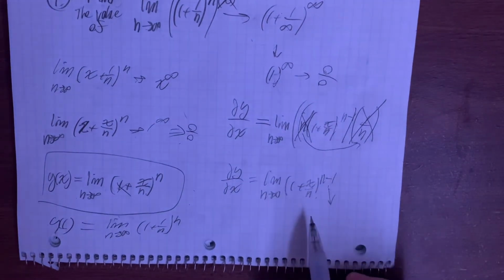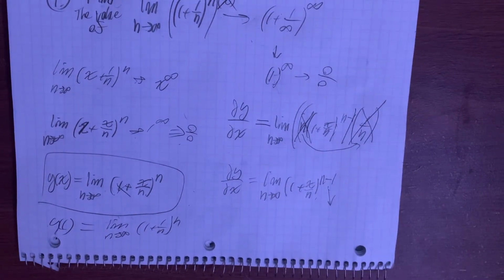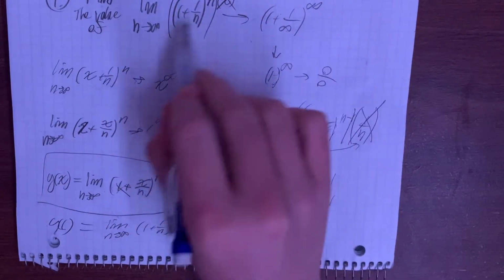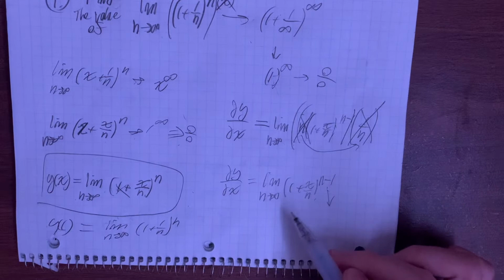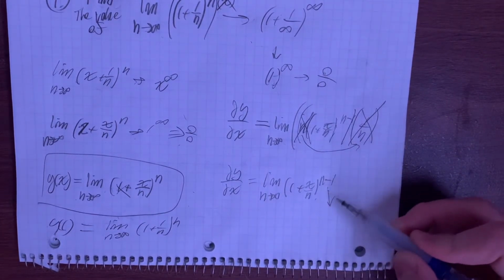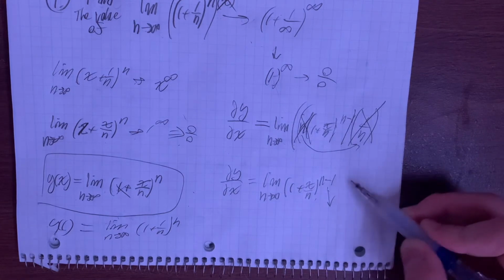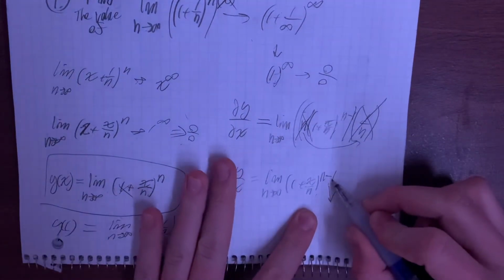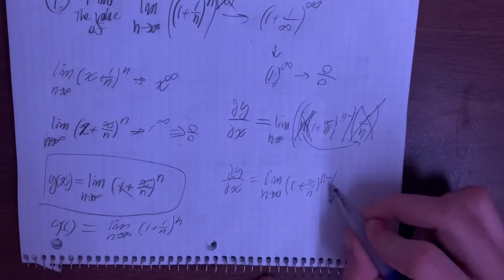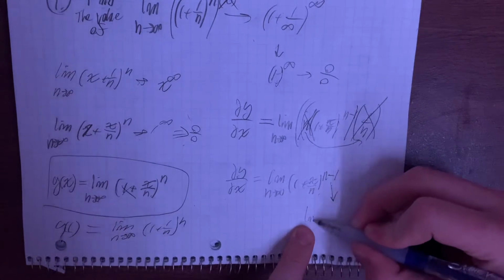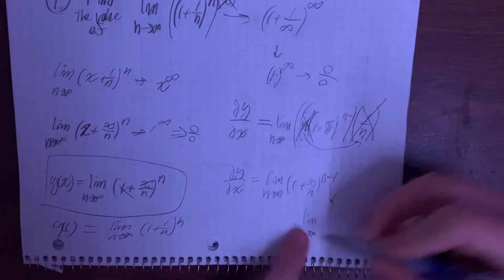If you imagine plugging in 1,000,000 for n, you're going to get a good approximation for what this actual limit is, but you're going to get (1 + x/1,000,000) to the power of 999,999. So it's not going to change anything. So this is negligible. So you're just going to get the original function. It's not going to change.